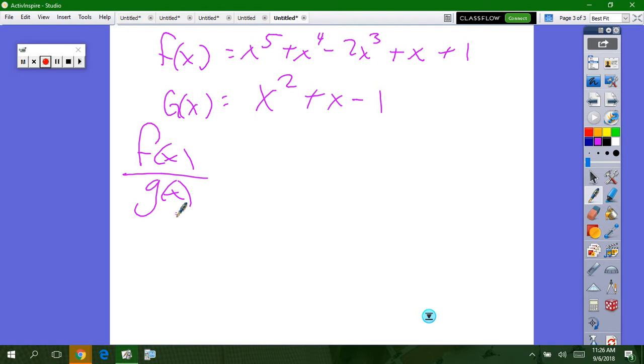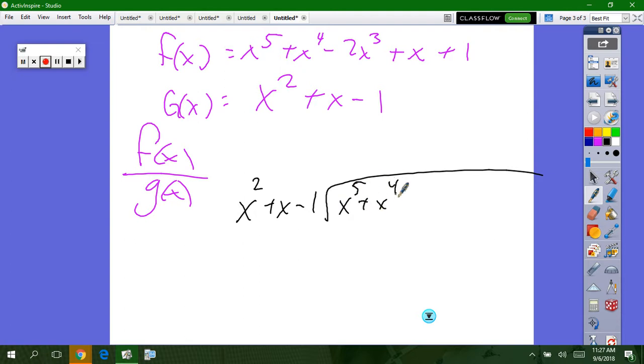So as I'm working on this, I do the same thing as I did last time. Where I have x squared plus x minus 1 goes into x to the 5th plus x to the 4th minus 2x cubed. Notice, what am I missing though? I'm missing an x squared term. Ladies and gentlemen, I still want to have a placeholder there. So isn't 0x squared the same idea as nothing there?